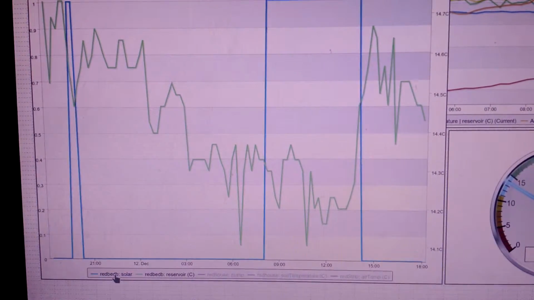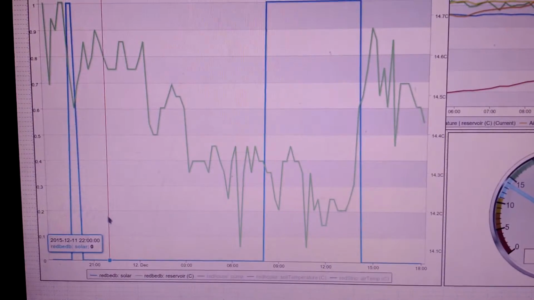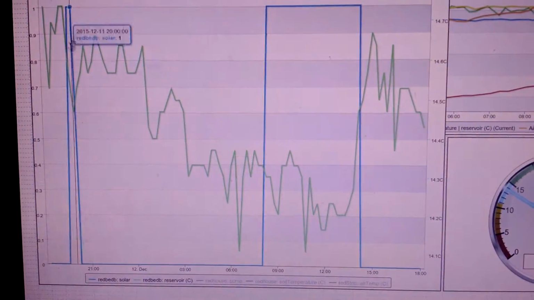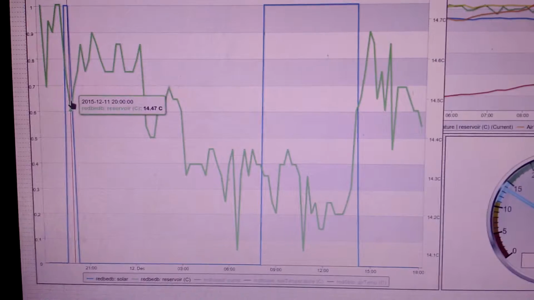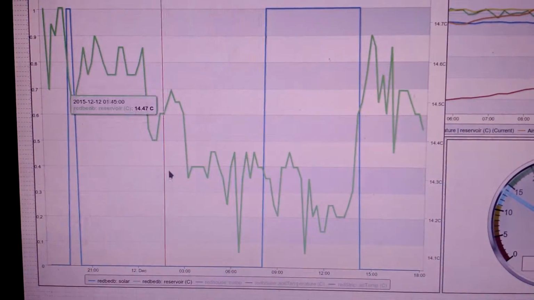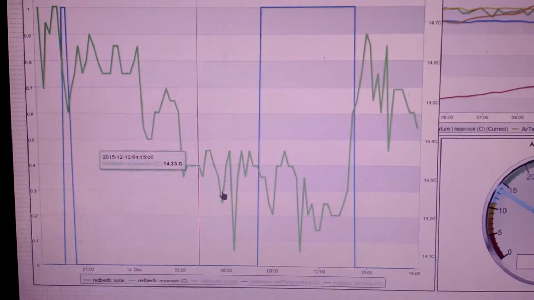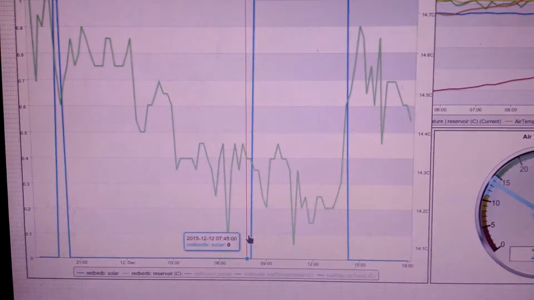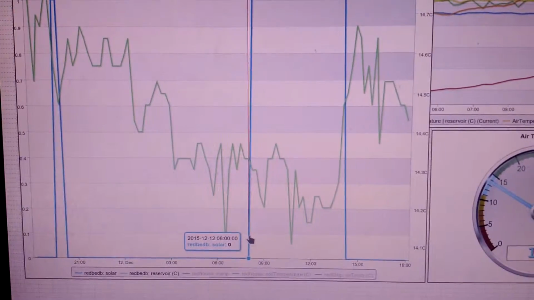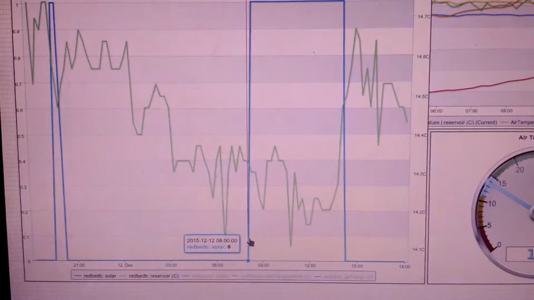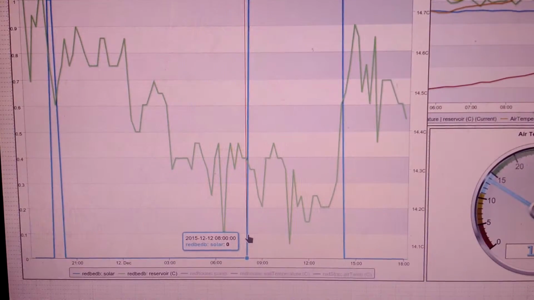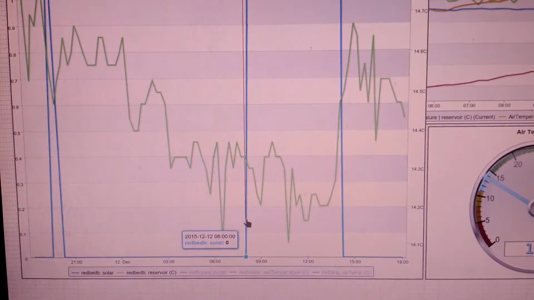So this will be the solar heater system. We can see when it kicks on, 0 being off and 1 being on, and we can see if that affects the temperature at all. Right here, in the morning actually, 8 o'clock this morning, it kicked on.